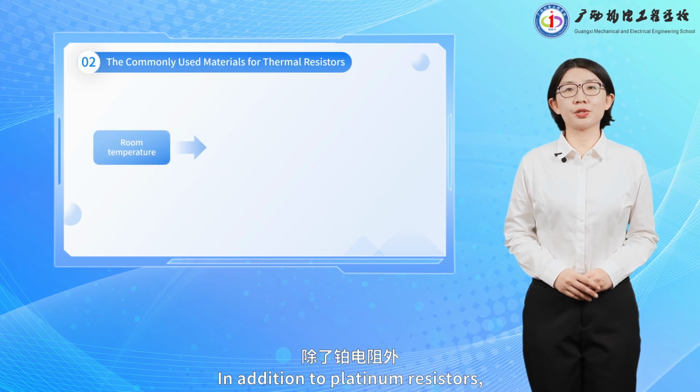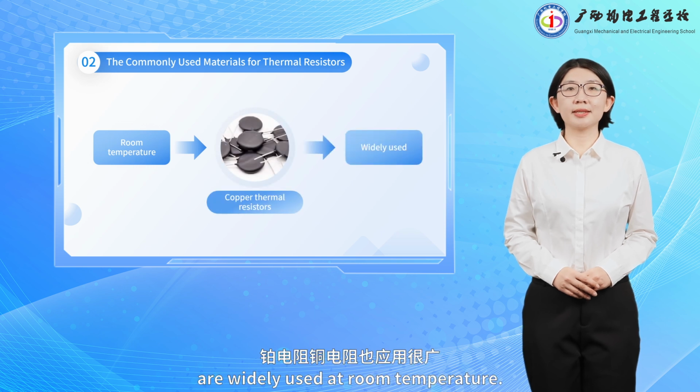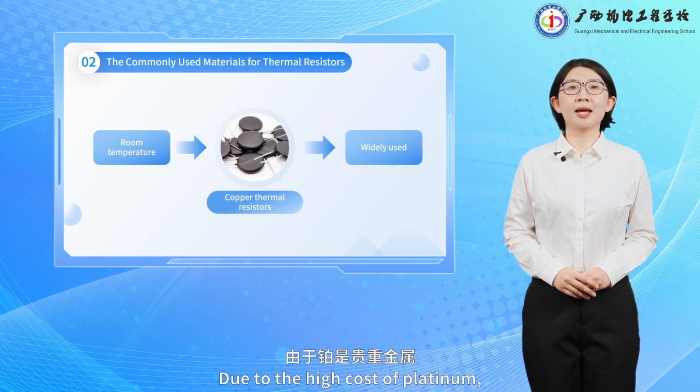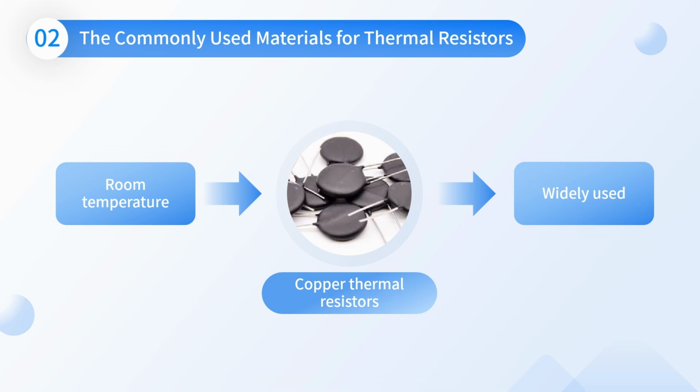In addition to platinum resistors, copper resistors are widely used at room temperature. Due to the high cost of platinum, copper resistors can be used as a substitute in situations where measurement accuracy is not critical and the temperature range is not extensive. This helps reduce costs while meeting accuracy requirements.